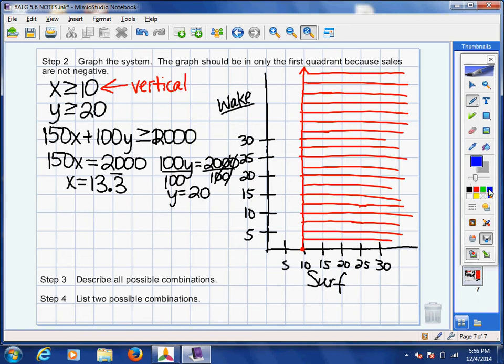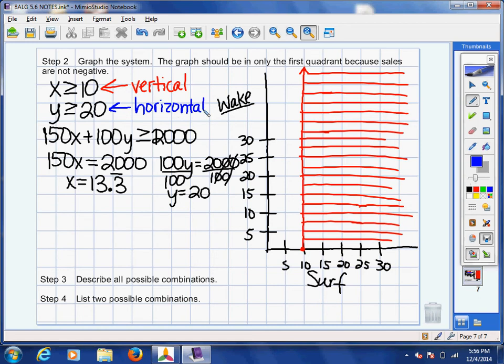I'm going to go to blue this time. And we're going to do y is greater than or equal to 20, okay? Now, there's no x term, so that means this one is special. This is a horizontal line. So that means it's never going to cross the x-axis. It's going to stay parallel to the x-axis.